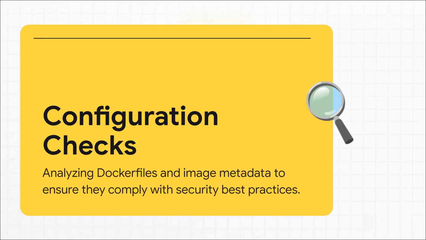Pillar 2, this one's all about prevention. It asks the tough questions. Are you running your container as the root user? Are you exposing sensitive ports you shouldn't be? Hard-coding secrets? Configuration checks dig into your Dockerfile and image setup to catch these kinds of self-inflicted wounds before they can ever reach production.